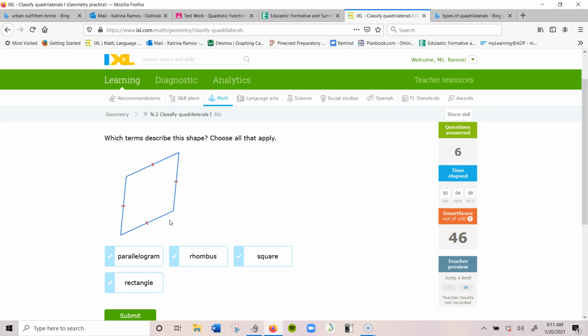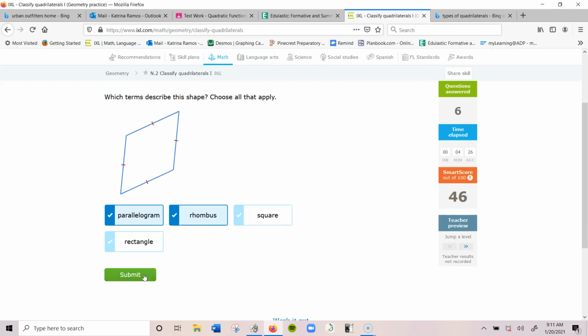Here we have all sides are congruent, so that's a rhombus. And all rhombuses are parallelograms. No matter what, all of these quadrilaterals here are going to be parallelograms because in order for it to be a rhombus, the opposite sides would have to be parallel, and same thing goes for squares and rectangles.